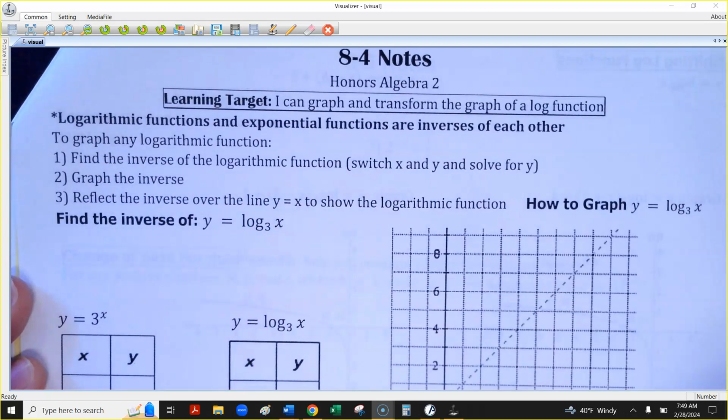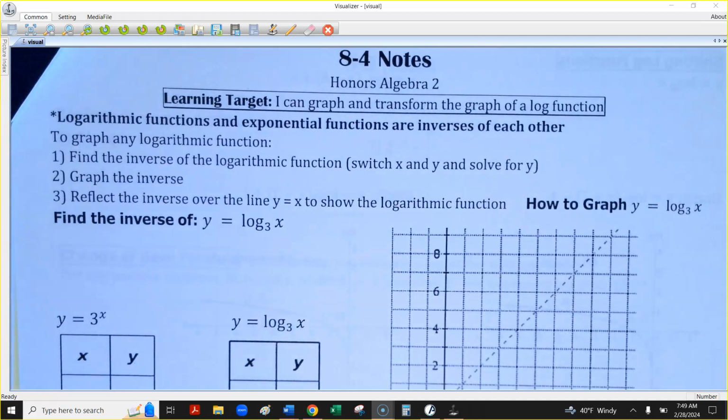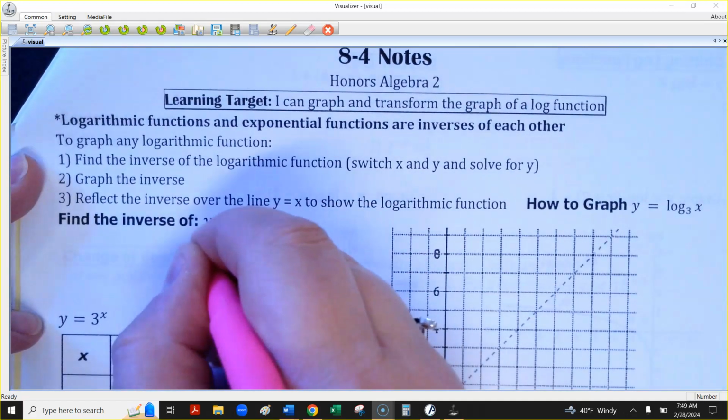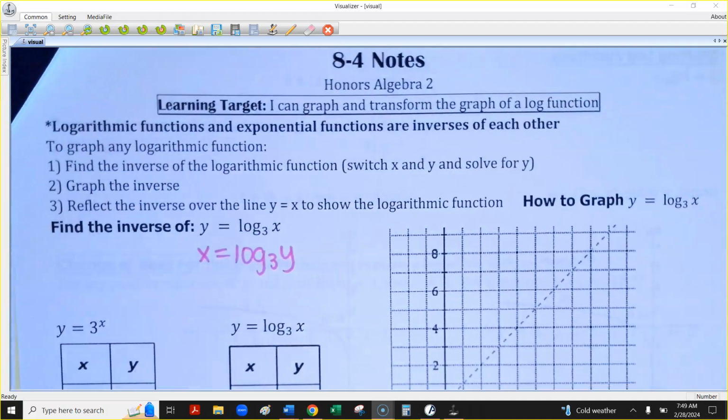So here's what we're going to graph. I'm just going to find the inverse real quick. If you guys remember how to find an inverse, just algebraically, this will take like 2 seconds. You switch x and y. So I would write x equals the log base 3 of y. And you get y by itself, or solve for y is how they will word that.